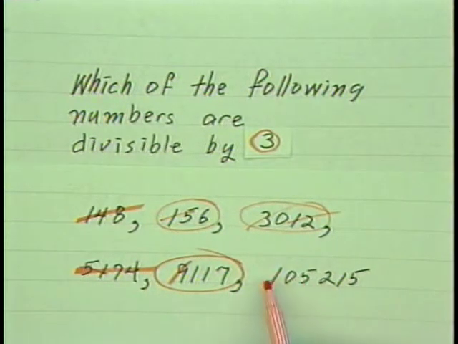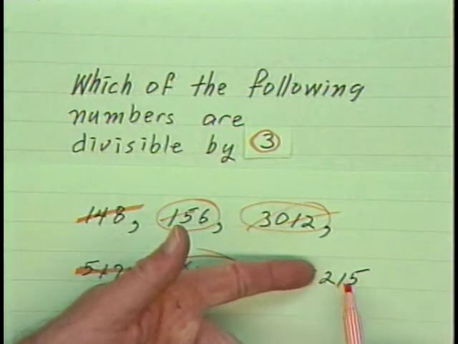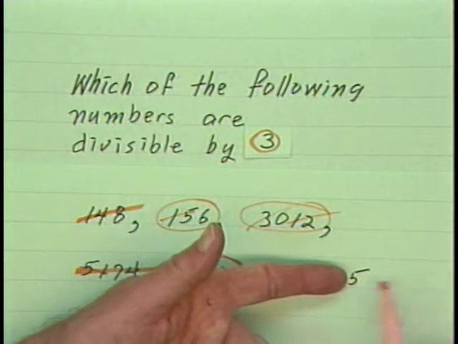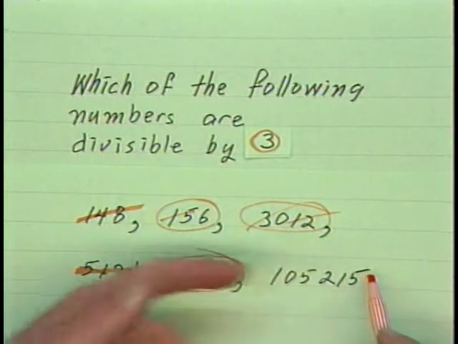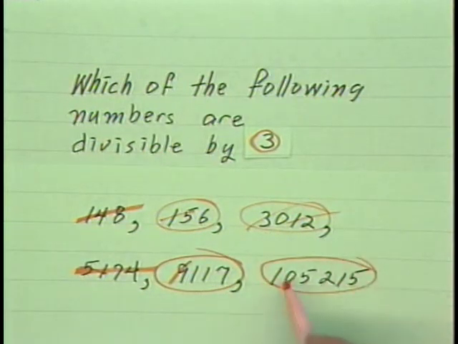1 and 5, 3 goes into that. 2 and 1, 3 divides into that. 5, 3 will not go into that. So 3 will not divide the whole thing. Did you see our approach?